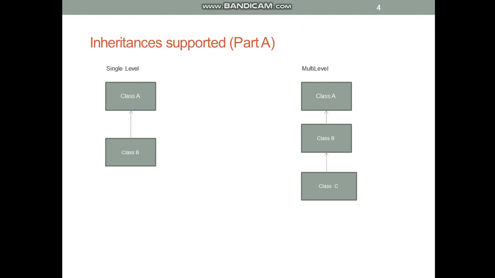So in Java, there are basically many types of inheritance supported. Let's go one by one. In the first part, A, I have displayed single level inheritance and multi-level inheritance. As you can see on the screen, in single level inheritance only two classes exist, in which class B, being the child class, directly inherits from class A, which is the parent class. This is just a simple demo of single level inheritance.